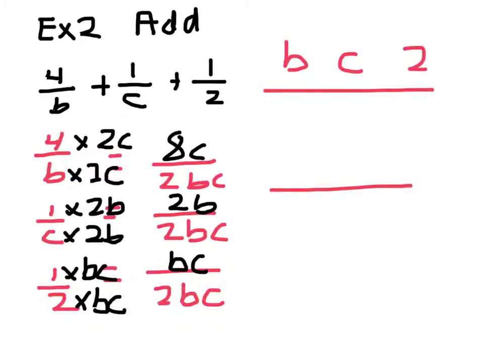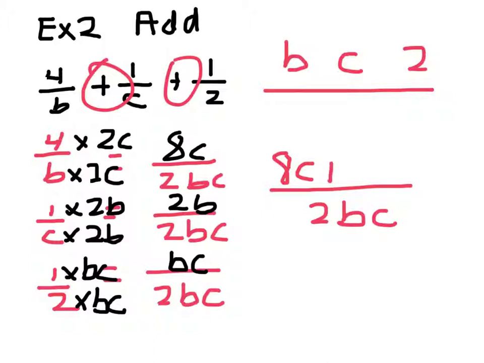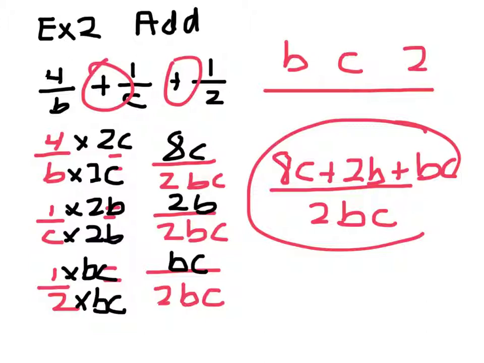All right, now add them together, because that's what the problem's asking you to do, right? Plus, plus. So 8c plus 2b plus bc. Now, are any of those terms in the top like terms? Answer is no. You're done. That's my answer. I've added the rational expressions.